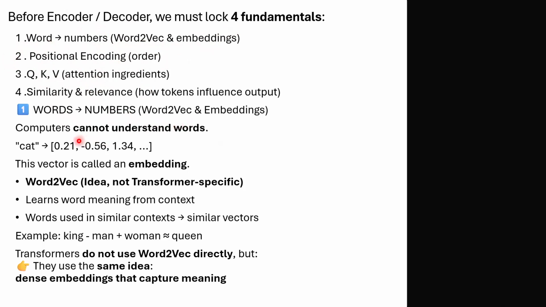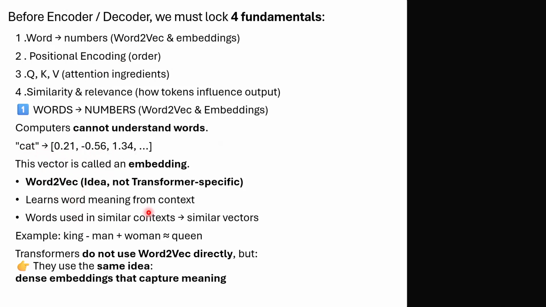Computers can't understand our words. Take an example, take a cat. For cat, the embedding is like 0.1, minus 0.56 and 1.34. This vector is called an embedding. So word to vector is an idea, not a transformer specific. It learns a word's meaning from its context.